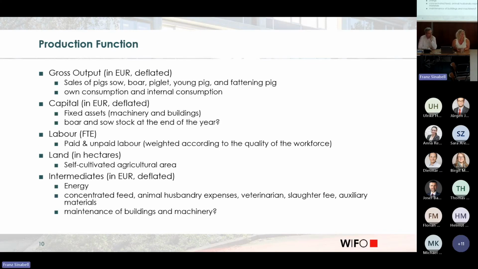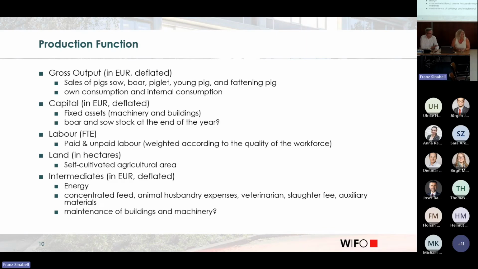So how is our production function specified? Well, on the left-hand side, we're going to estimate not the value added, but the gross output production function. So the gross output consists of the sales of pigs in total, and those pigs are sows, boars, piglets, young pigs, and fattening pigs. The last one is Mastschweine in German. And besides the sales, we add the own consumption and the internal consumption. These are also two posts in the accounting table. So thus consists our gross output, the Y on the left-hand side of the production function.